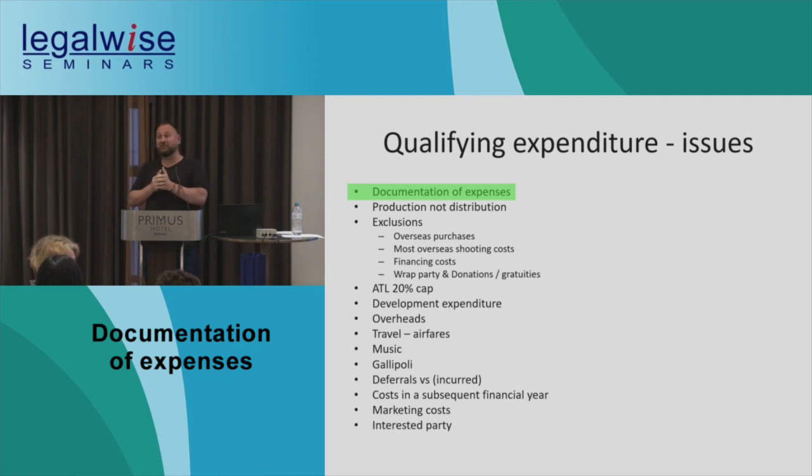You have to have a general ledger to go in for producer's offset. It's one of the requirements, so you can't just duck in with an Excel spreadsheet or anything like that. It is a requirement that you submit a general ledger.